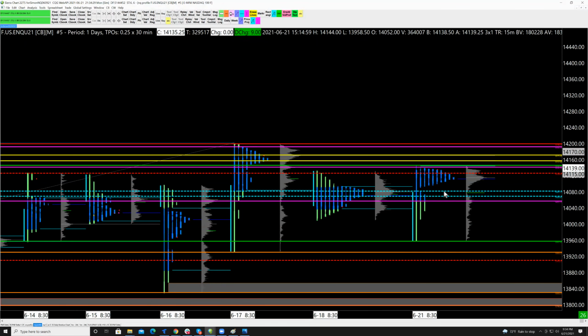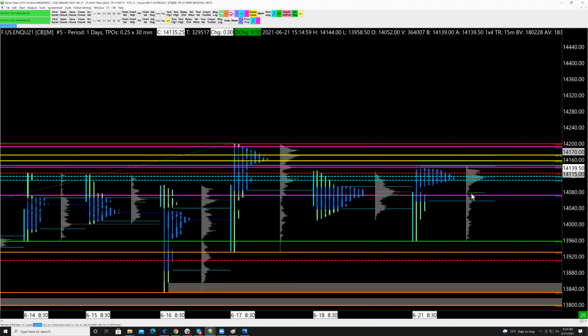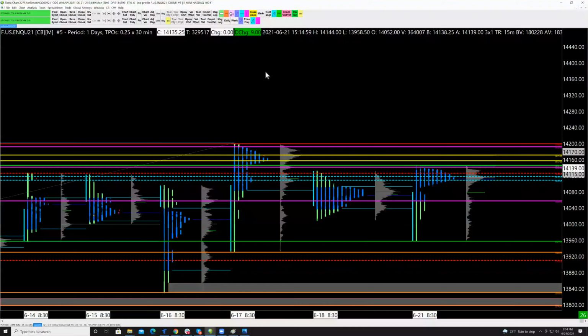Let's see, the point of control for both the volume and the time are in identical locations. That's going to act as a magnet, but also a very choppy location. And again, value shifted higher. Oh, sorry, there's value area low. This is a giant anomaly right here. So what I would focus on is the bottom of that anomaly, since the top of it is inside value.